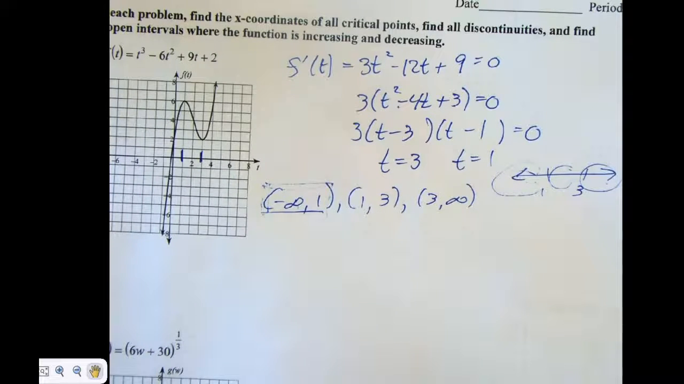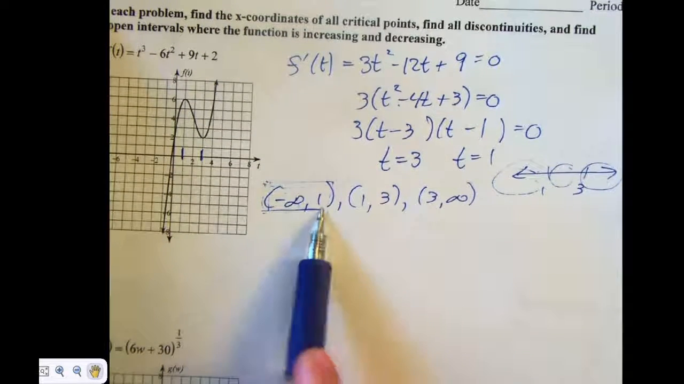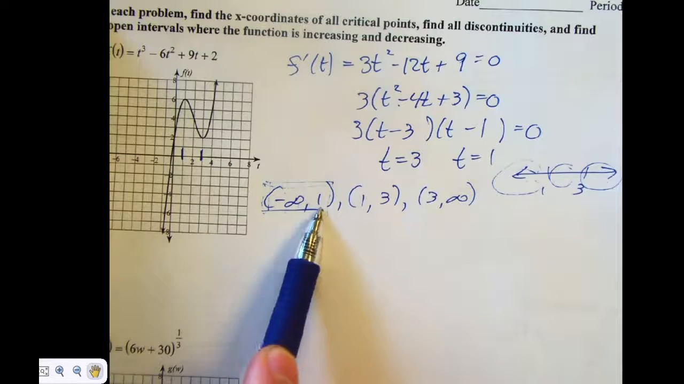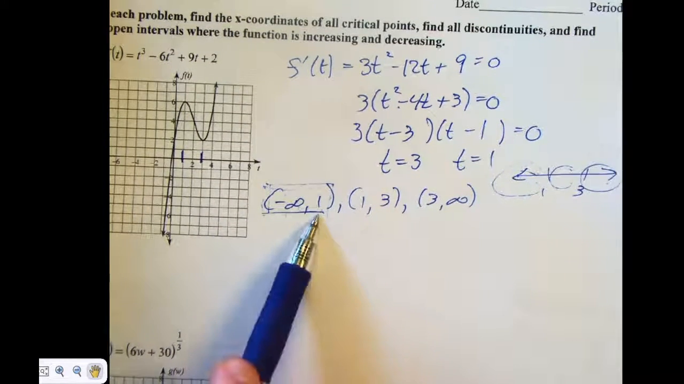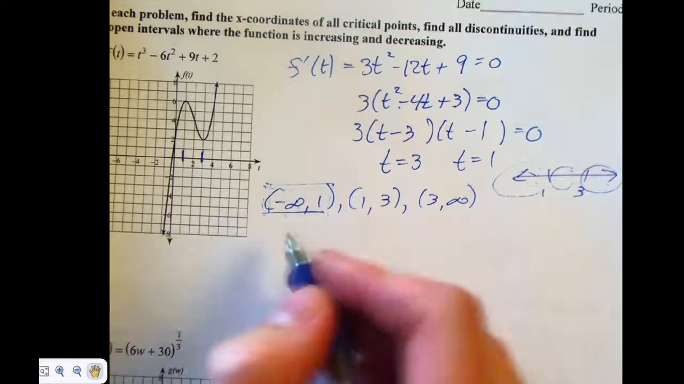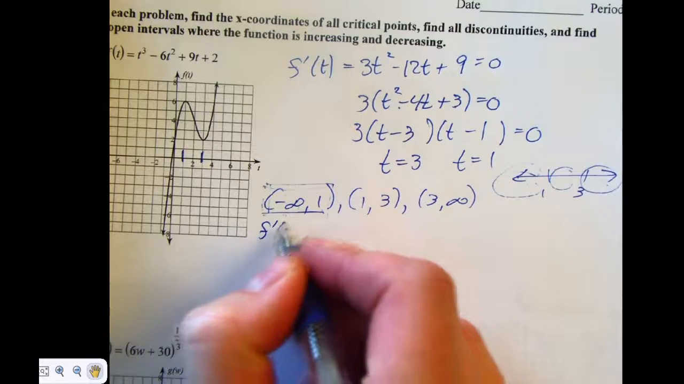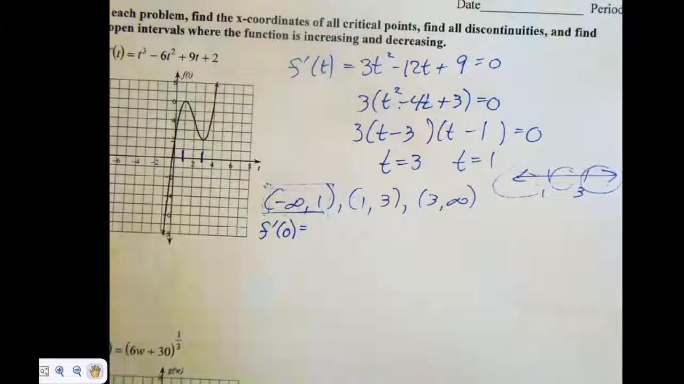So what I'm going to do is pick any point I want between negative infinity and 1, and plug it in. If I want to find the slope, where do I plug in? Plug into the derivative. I want to know the slope. Derivative tells me slope, so I'm going to pick any number between negative infinity and 1. Plug it into the derivative. I'm going to pick 0. So I'm going to find f prime of 0.